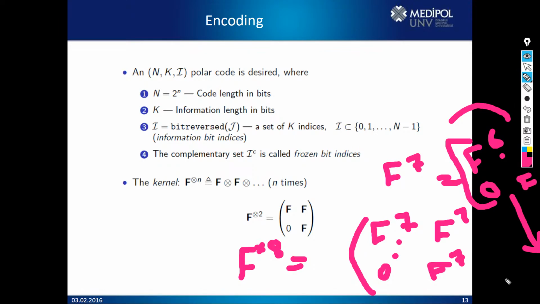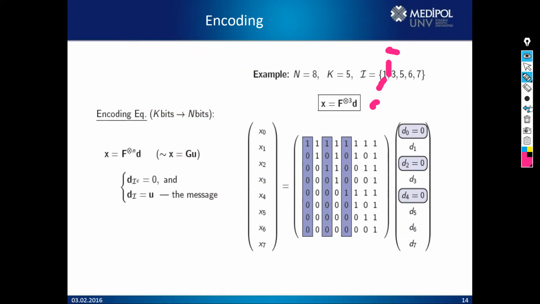D6, and D7. And the other one, sorry, this one is D0. Let me explain here. These are the indices. The indices usually start from 0 till n minus 1. What's n minus 1? 7. So 0 is not included in the set I. This means that it has to be frozen. So D0 is equal to 0.